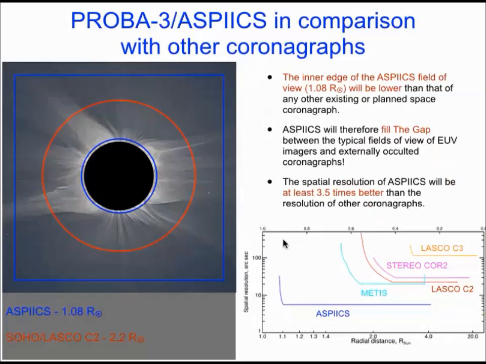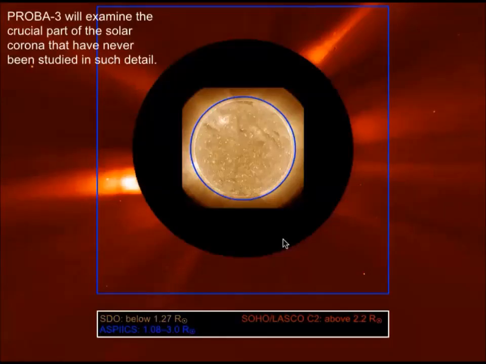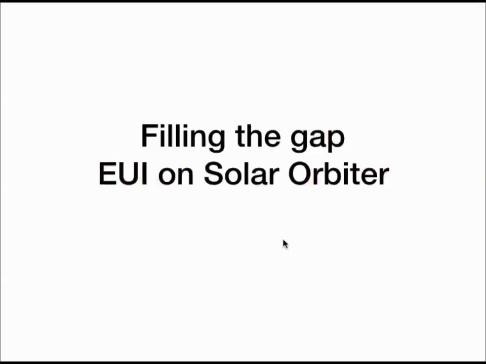At the bottom right, you also see the same graph explained as spatial resolution. So ASPIICS will go way deeper in, horizontally, in radial distance, but will also come much lower in spatial resolution than previous coronagraphs. And so this annoying gap here between the EUV imager and the LASCO C2 coronagraph will be filled with ASPIICS. I'm not going to say more. ASPIICS could be discussed in 3 other full presentations, so there's no time for that.